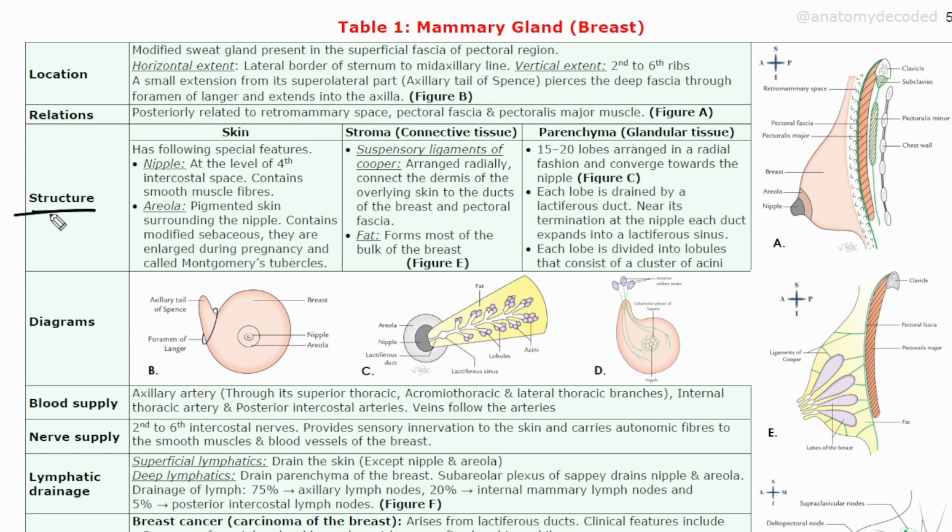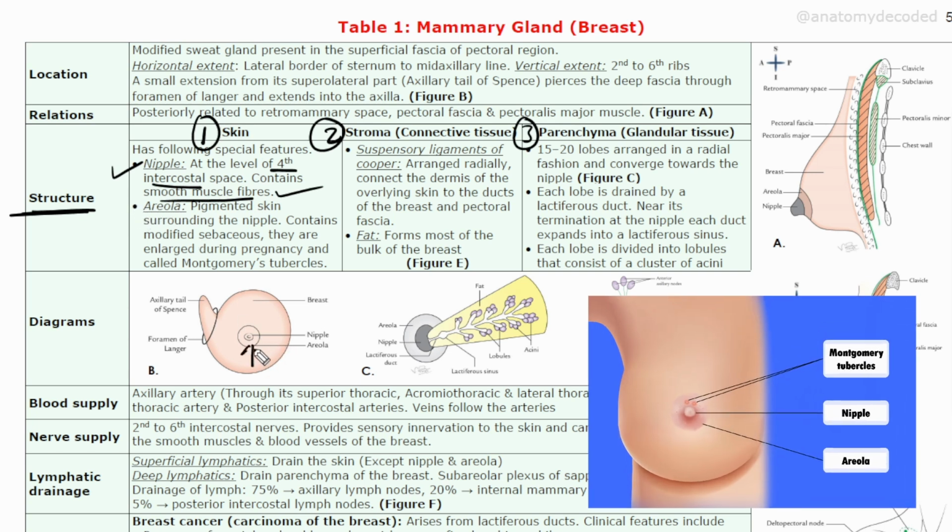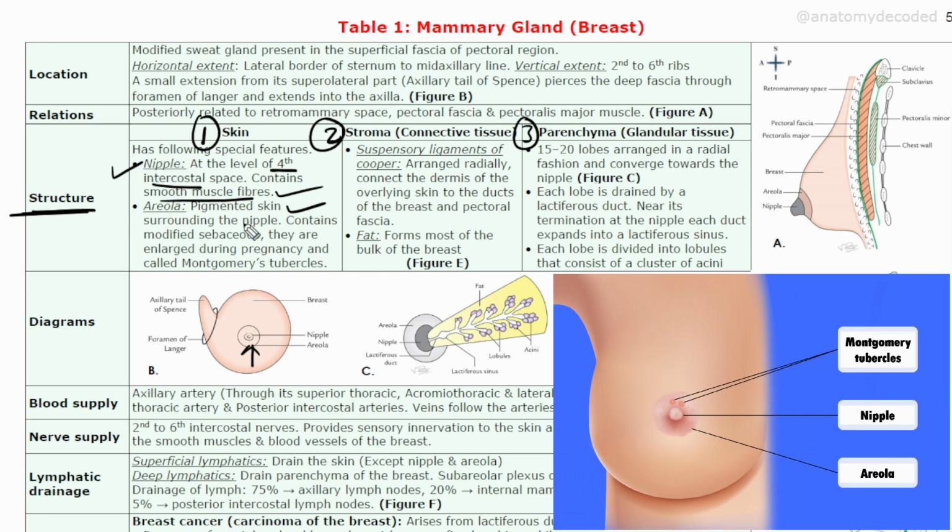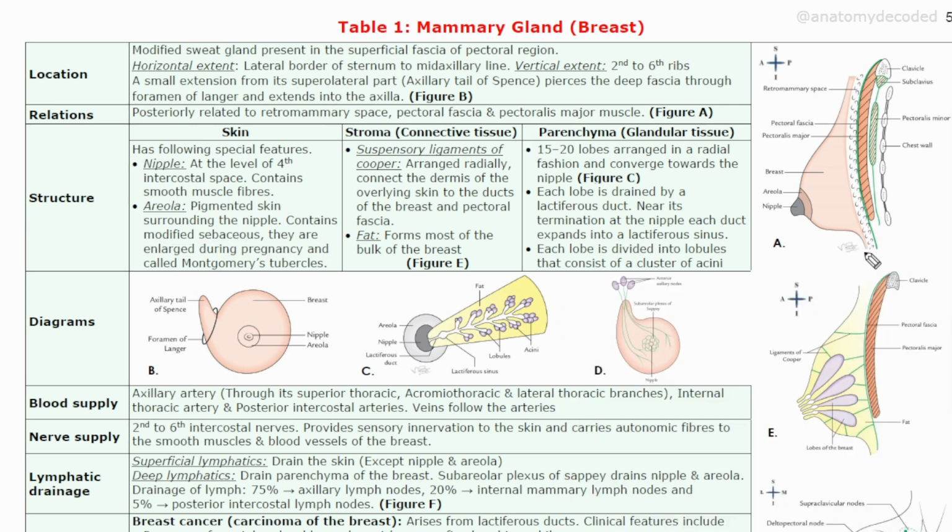Now let's come to the structure of the mammary gland. Basically it has three main components: skin, stroma, and the parenchyma. Structure of mammary gland is divided into three heads. Let's start with the first head. Skin has these features. It has the nipple at the level of the fourth intercostal space, and it contains smooth muscle fibers. The area surrounding the nipple is referred to as areola. It is darkly pigmented skin, and it contains modified sebaceous glands. They get enlarged during pregnancy. That is referred to as Montgomery tubercles. So this was about the skin.